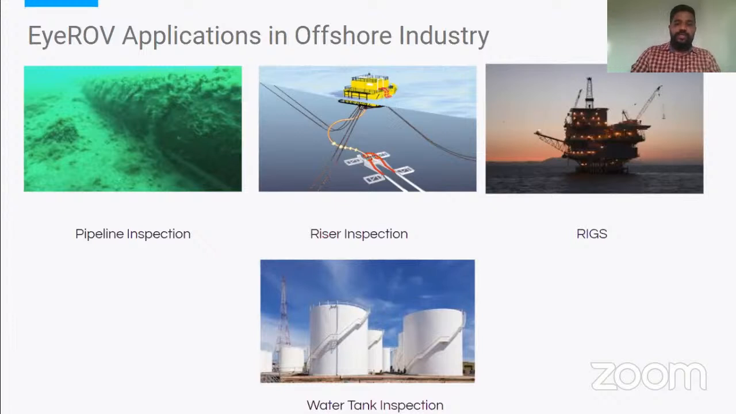Water tank inspections can also be done. Many a times water tanks get damaged due to corrosion and all those things, and some chemical tanks also. So all those locations, without dewatering or removing the substance, we can deploy ROV and check the integral part of the tanks.